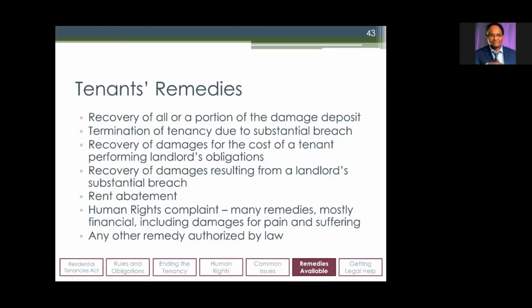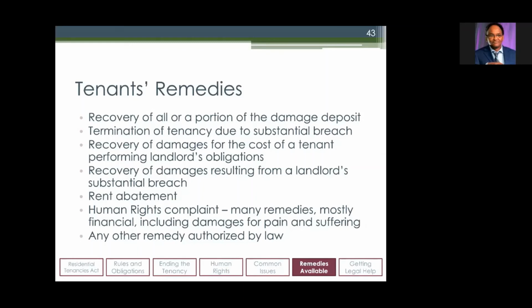Somebody to dry out the place to get rid of excessive moisture, mold, things like that. If the tenant pays for that on their own and the landlord refuses to compensate them, then the tenant can make an application for the compensation.